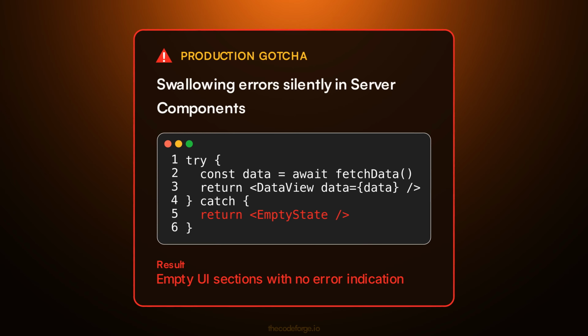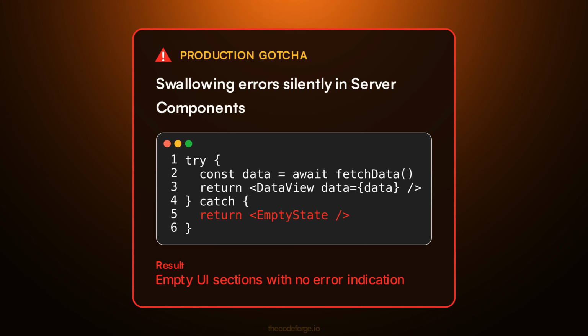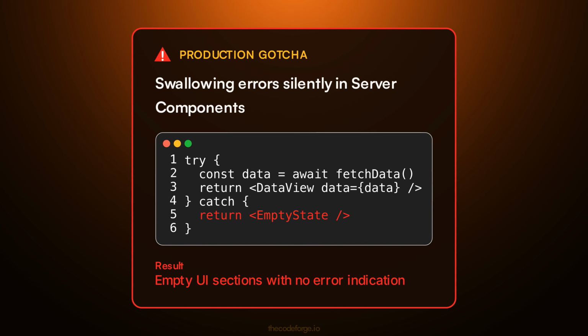This inline try catch silently returns an empty state when fetchData throws. No error is logged, no boundary triggered. Users see incomplete pages with no feedback. Instead, let the error propagate to the error.tsx boundary, which will log it and render a fallback UI.